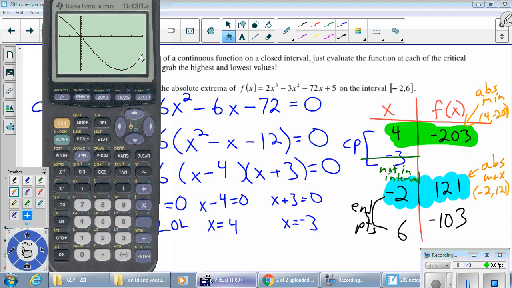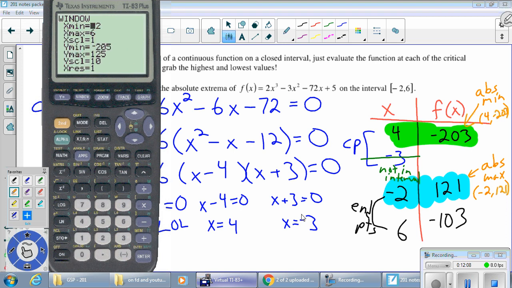It looked like it was going to go off the screen, but it didn't, it came back. And we can see on this particular interval, the absolute maximum is way over here at -2. That's the start of the interval. And then the min happens right there at x equals 4, which is again what we predicted. Now 6 was at -103. That was negative, but it wasn't as negative as this one. So that's why we picked this guy. So the critical point was one winner, and the endpoint was the other winner.